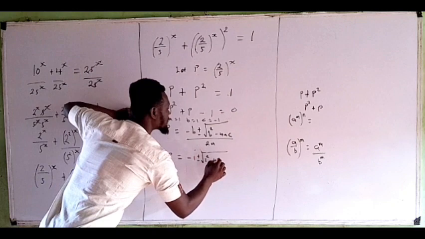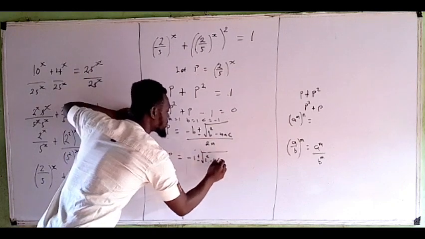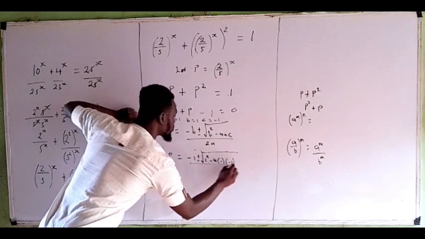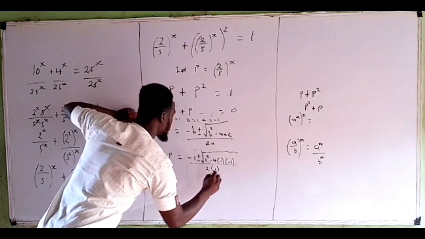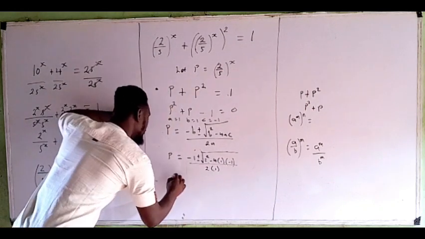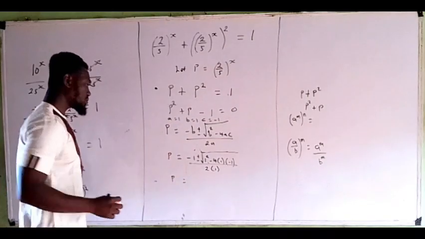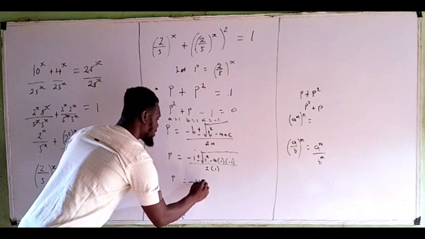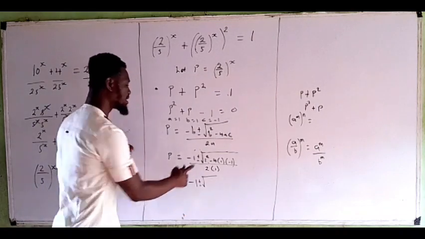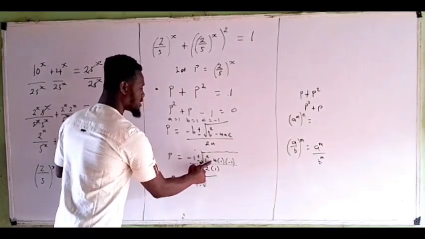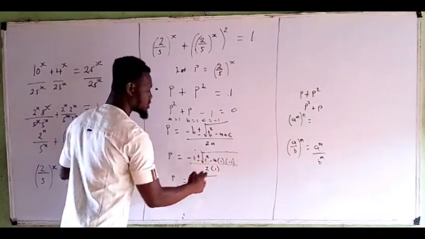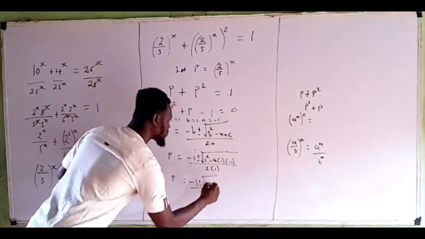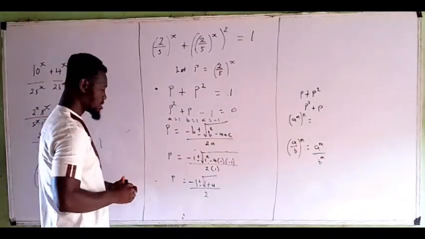Minus 4ac, that's 4a is what? a is 1, c is minus 1, okay? All over 2a, that's 2 into bracket 1. So this is p is equal to minus 1 plus or minus square root of, okay, this is 1, minus 4 times 1 times minus 1, that will give us plus 4, all over 2 times 1 is 2, okay?